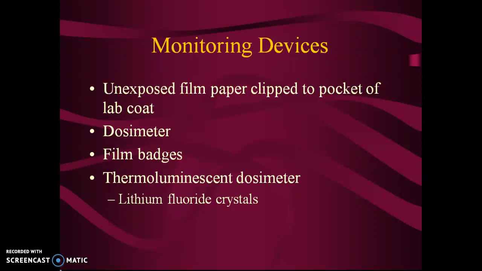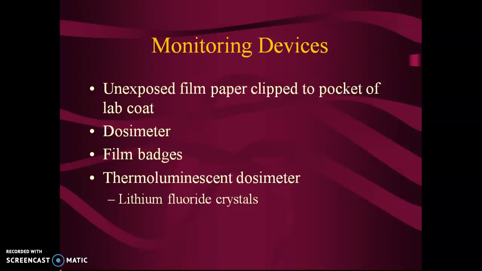A dosimeter is a meter, a measure of the dose of radiation that you were exposed to. Those are a little more specific. And then there are also film badges, which are very common. You see a lot of nurses wearing either dosimeters or film badges.